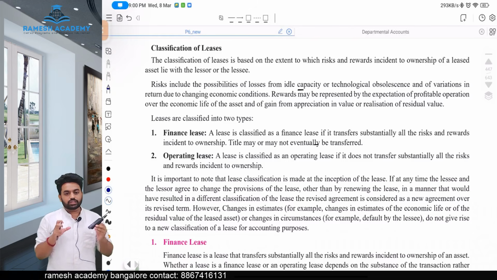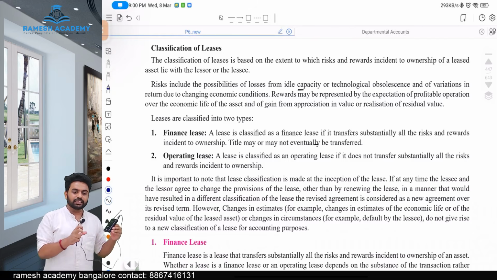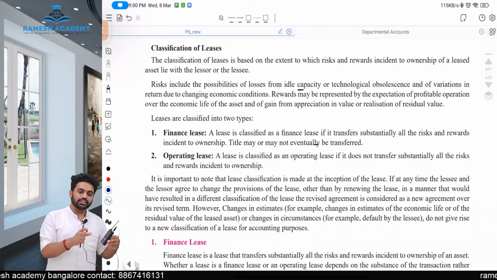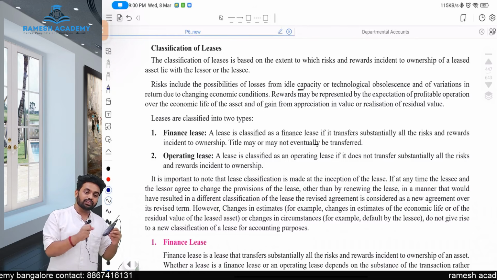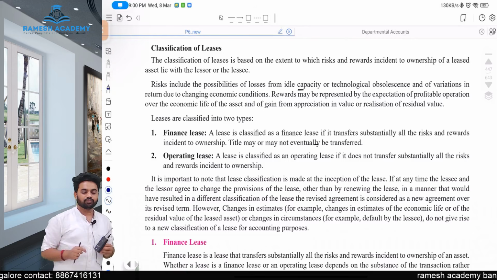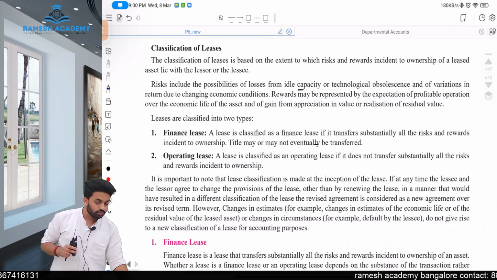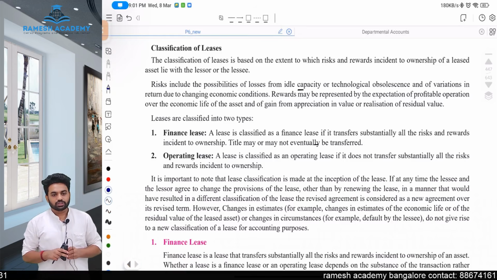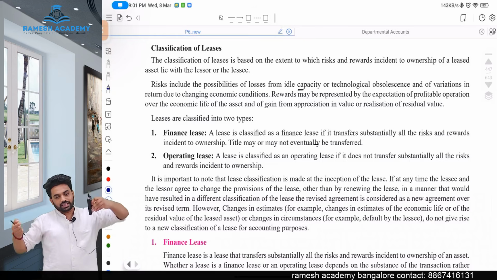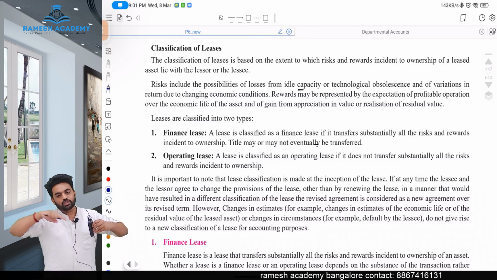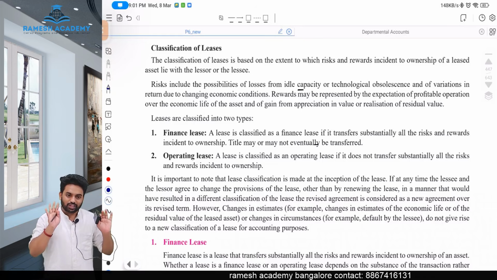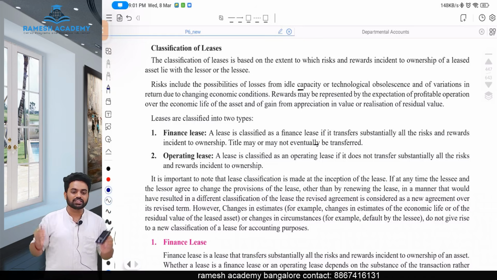Lessor is going to transfer almost all the rights and rewards, risk and rewards of the leased asset to the lessee. Basically, it is just your financial arrangement. Right now you don't have money, so you are going to take an asset from someone. For him you are going to pay the installments. It is actually not even lease rent, it is kind of installments which you are going to pay.